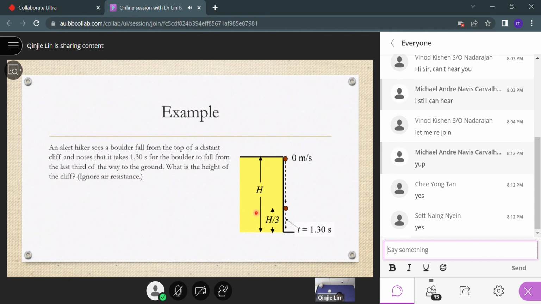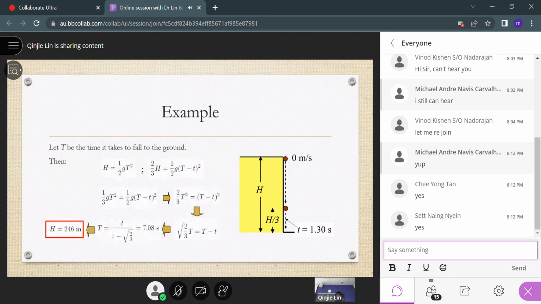You see, quite limited info, right? But actually you can solve it when you use simultaneous equations. So in this case, we let capital T be the time it takes to fall to the ground. So the entire time, we let it be capital T. Okay, because the small t we have already used for the last 1/3.